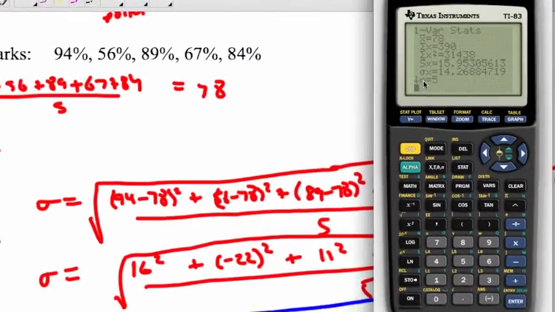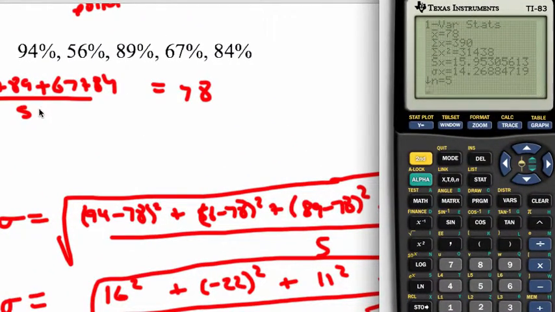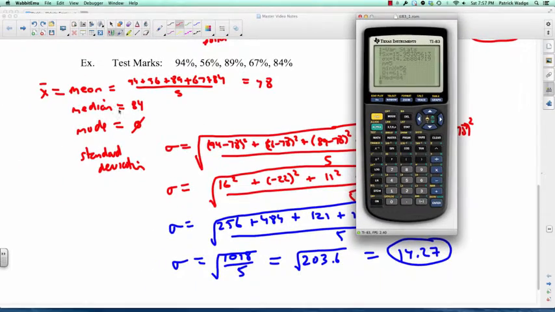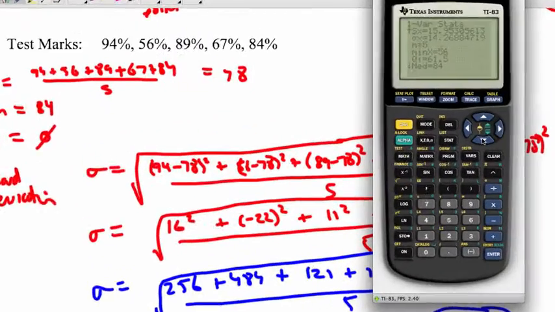N equals 5. N is the number of data points, right? Remember, N in the formula was that bottom number. Yes, we have 5 data points. Can keep going down to get more. The minimum value is 56. That's true. The minimum value is 56. This is the first quartile. You don't have to worry about that. The median value is 84. Yes, we got that right here. The median is 84.